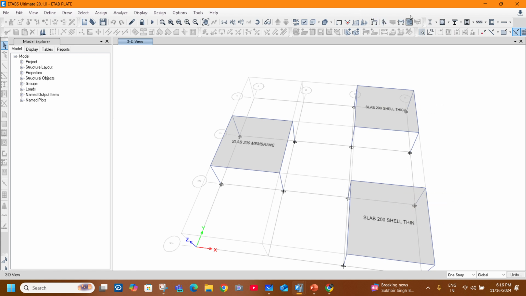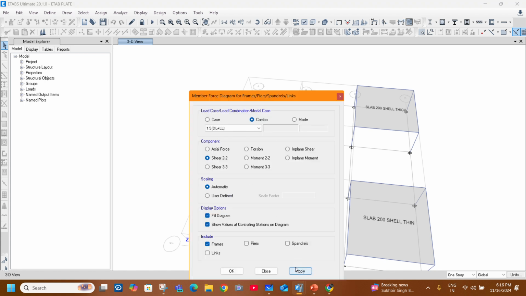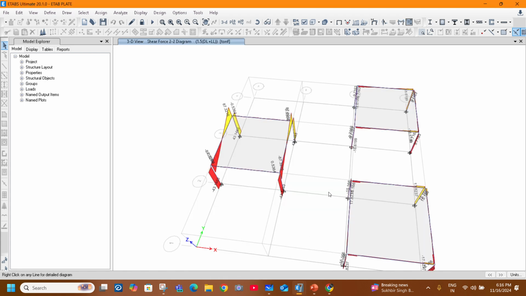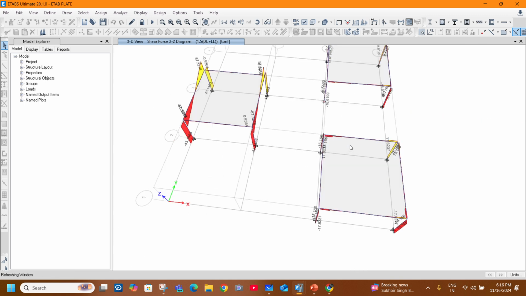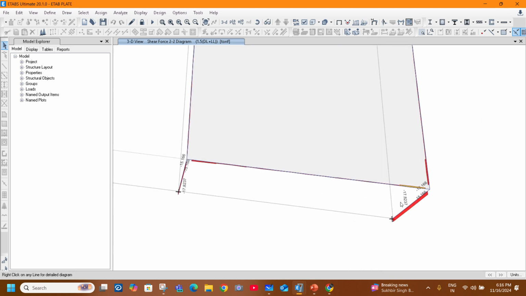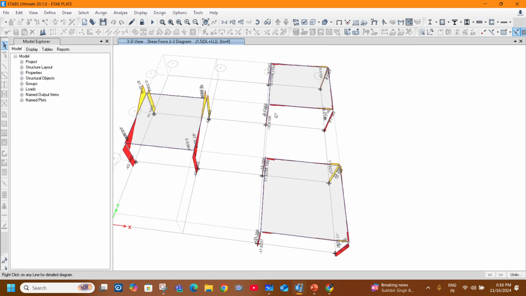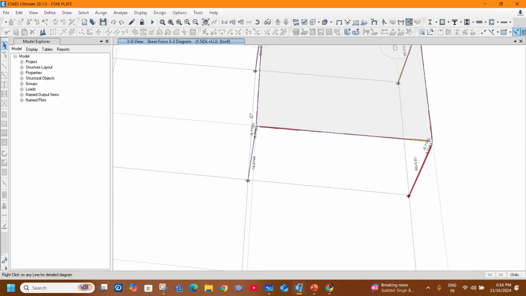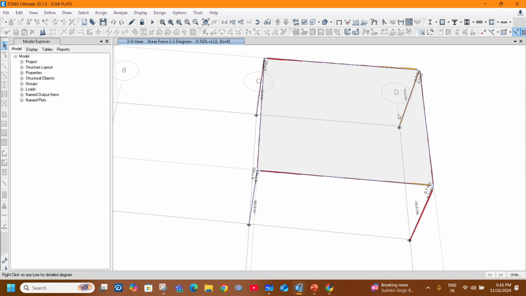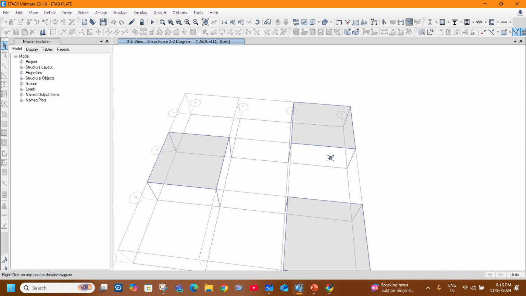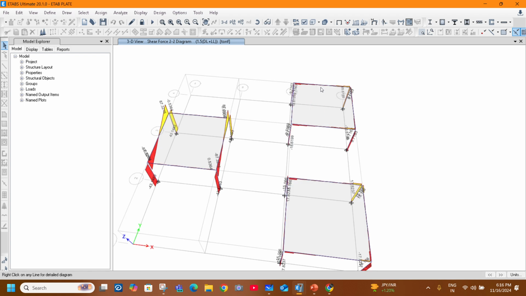So this is the cell thin and this is the cell thick. Okay. Now look at the value. The cell thin 17, cell thick 18. This is the cell thick. The thickness is more. And in case of membrane, everything is transferred to the slab supporting structure, so the shear force is maximum.